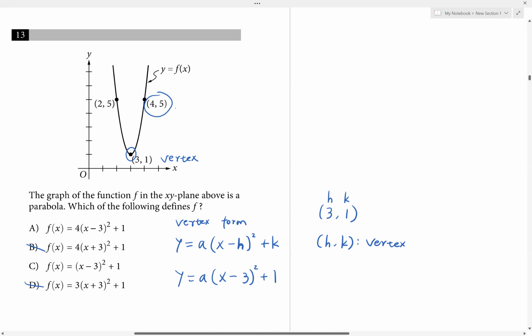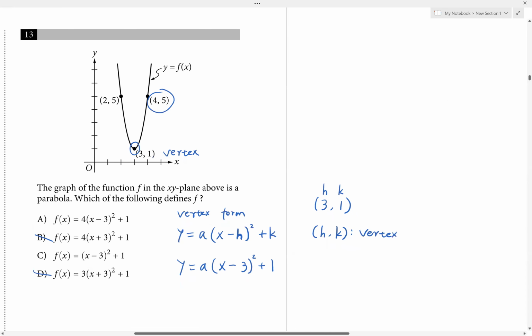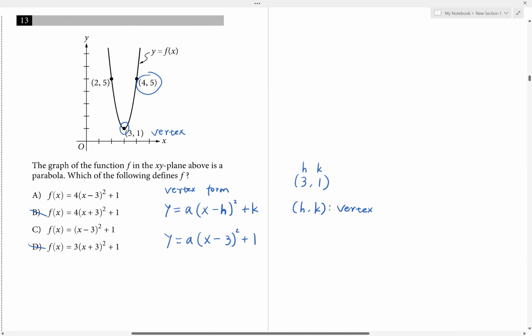So to solve for a, what we can do is plug in a point. Okay, we can try plugging in a point and solve for a. So for example, we picked the point 4, 5. The x value is 4 and the y value is 5, so we can plug in accordingly. Plug in 5 for y and 4 for x, and we can use this equation to solve for the a value.